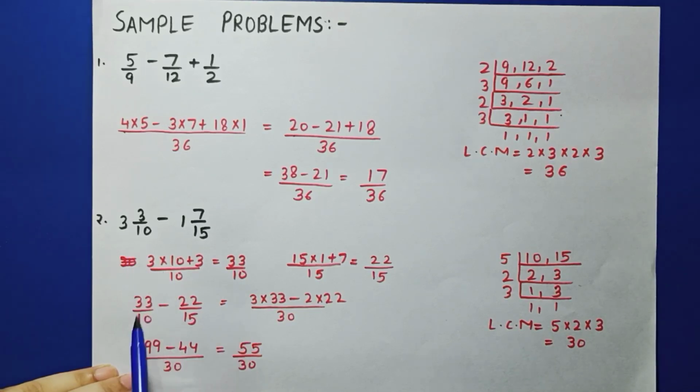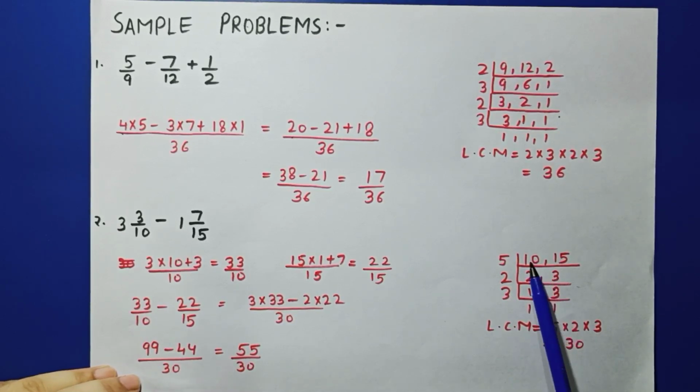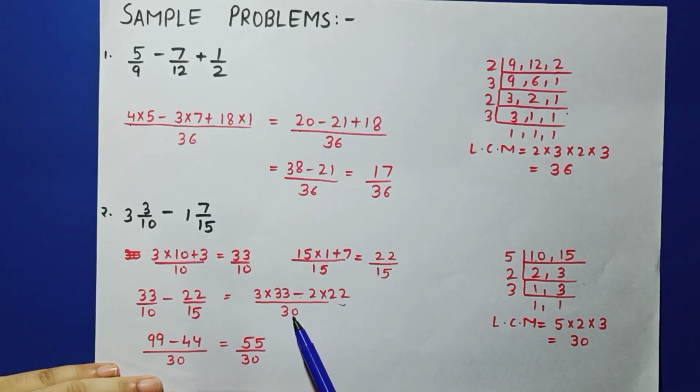Now we'll do 33 upon 10 minus 22 upon 15. Then we'll take the LCM of 10 and 15. So the LCM of 10 and 15 is 30. 5 2s are 10, 5 3s are 15, 2 1s are 2 and 3 1s are 3. So 5 into 2 into 3, that is 30. So we'll take the LCM as 30.